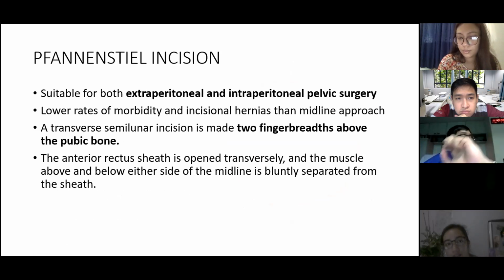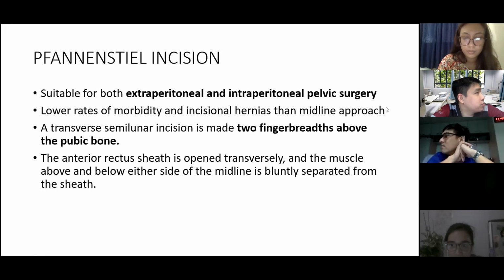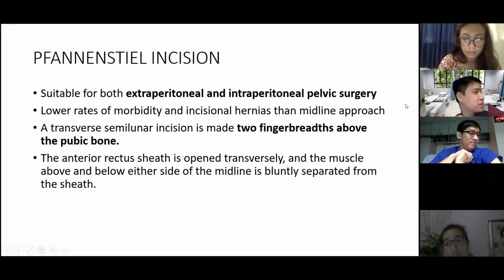Next is the Pfannenstiel incision. As we all know, this is the most common incision used in cesarean section in OB. However, it is also suitable for both extraperitoneal and intraperitoneal pelvic surgical procedures. Lower rates of morbidity and incisional hernias occur in this incision compared to the midline approach.